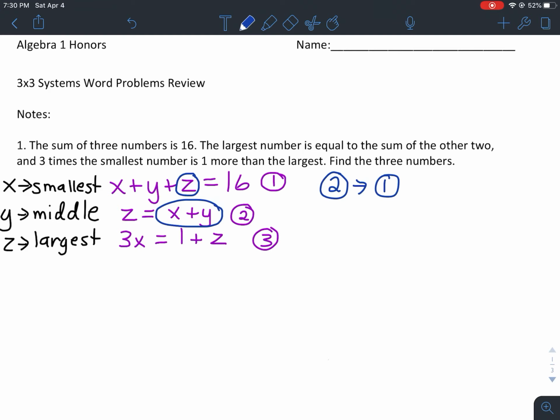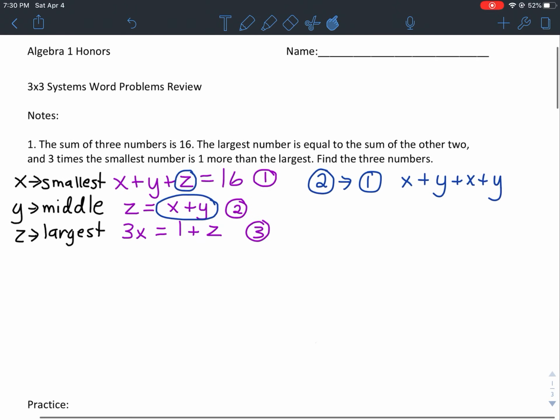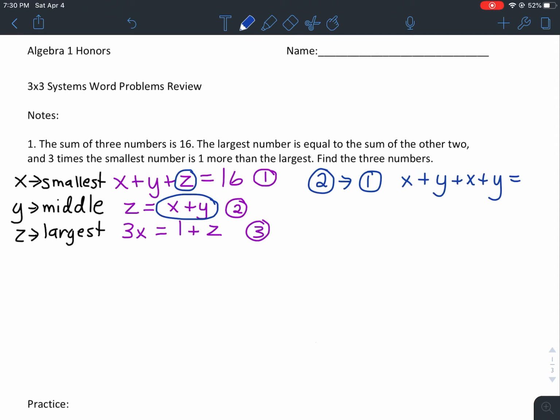So now what I have is x plus y plus x plus y equals 16 once I make that substitution. And if I simplify that, x plus x is 2x, and y plus y is 2y. So there's my simplified equation right there. Well, now I want to get another one in terms of x and y so that I could use elimination and get one of the variables.